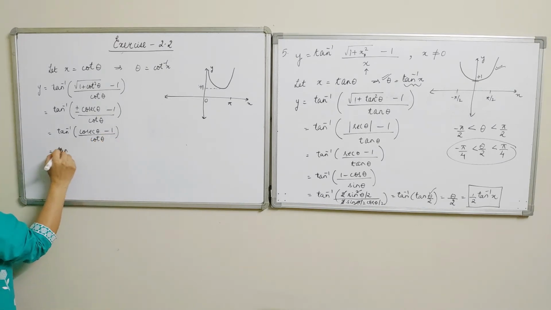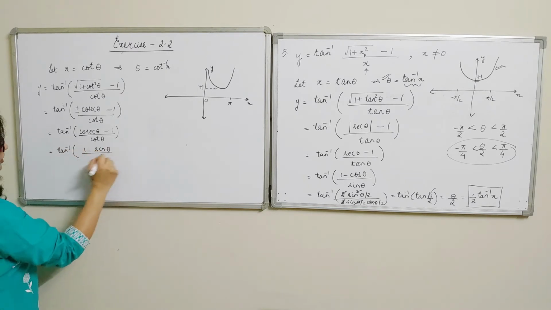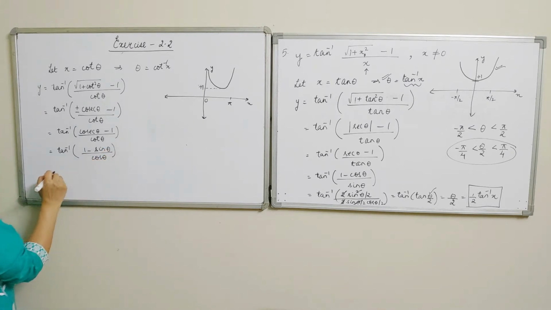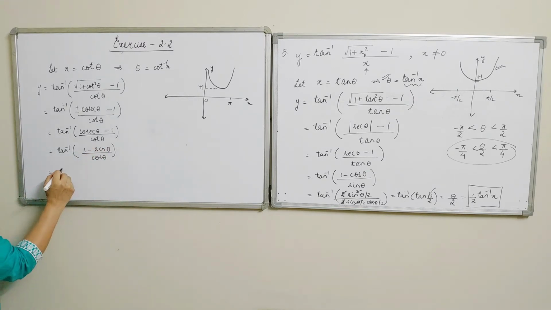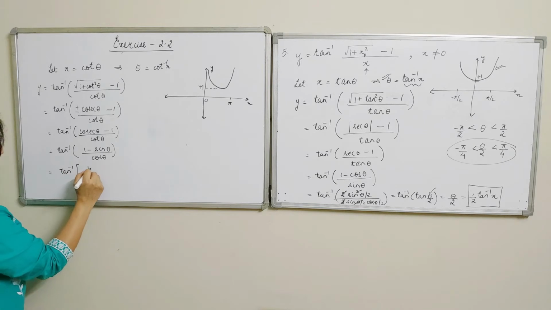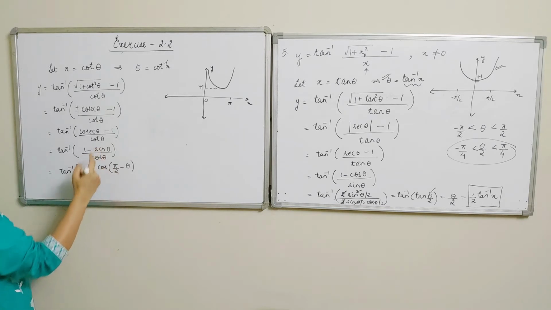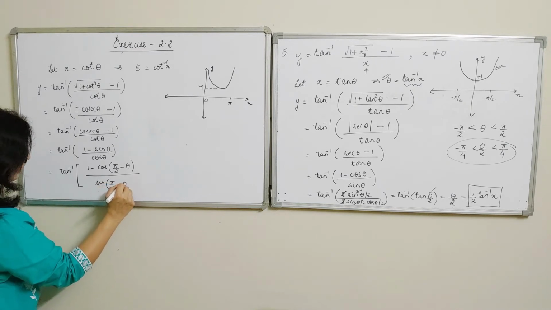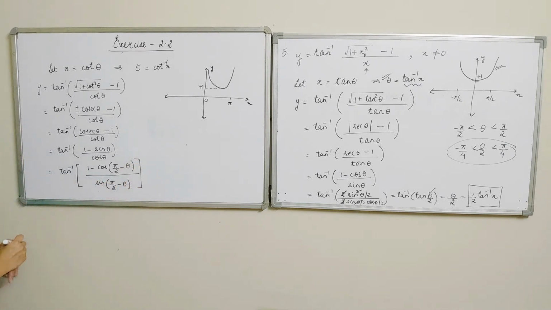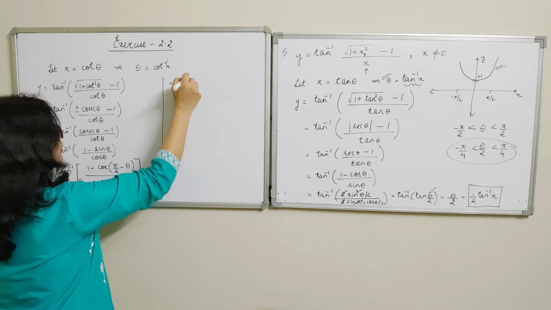Once again, changing to sine and cos terms, this becomes 1 minus sine theta upon cos theta. Now here there is no direct formula for 1 minus sine theta, so we will have to convert sine theta into cos pi by 2 minus theta, because this gives us sine theta. Likewise, in the denominator, cos theta can be written as sine pi by 2 minus theta. Okay, and now solving it further, this is tan inverse.